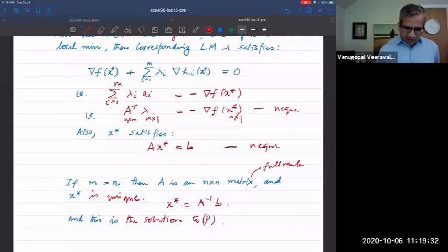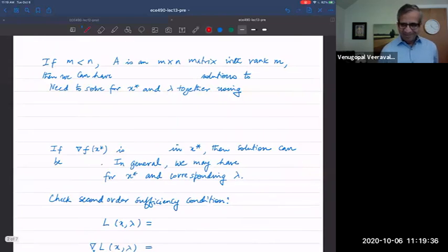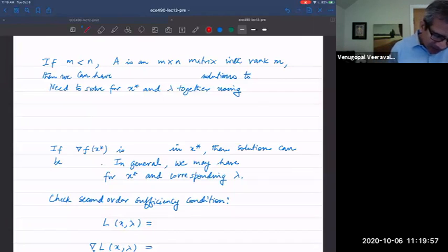Okay, so then let's look at the case when m is strictly less than n. In this case, A is an m by n matrix with rank m. Since we now have fewer equations than unknowns in A x star equal to b, we have infinitely many solutions.